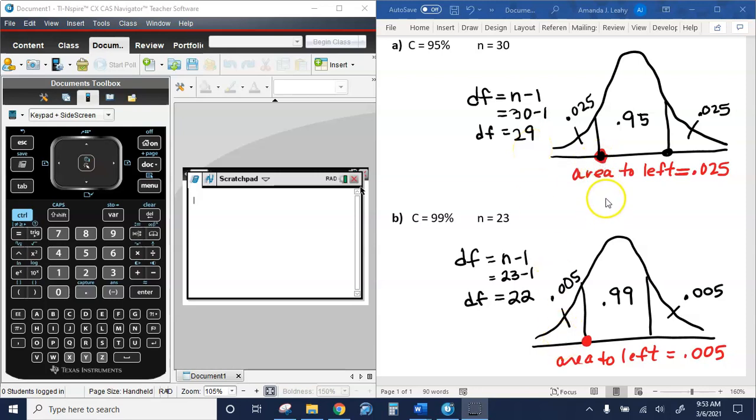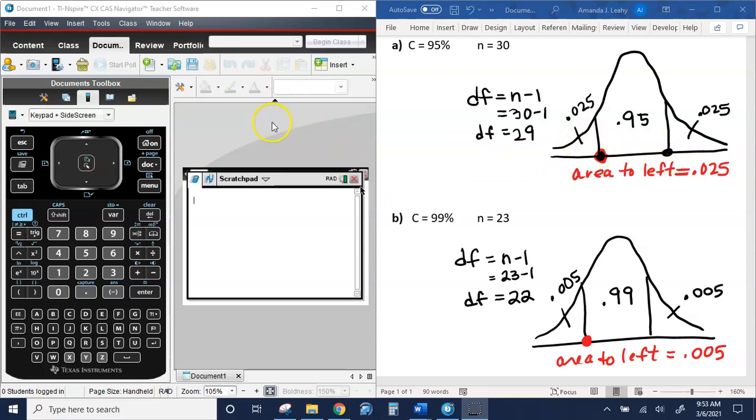Also, in order to figure out this number in the TI-Nspire, you've got to determine the area to the left of that particular t-score. So since we want 95% in the middle of the distribution, that leaves us with 2.5% to the left. Now remember, this is going to give us a negative number in our calculator, but we want the positive number that's reflected on the other side when we write it down, because it's the same number, which is plus or minus.